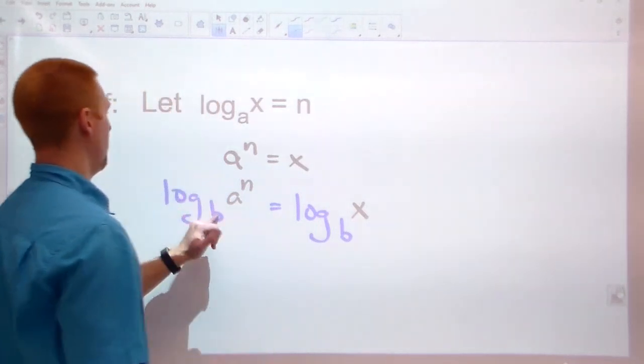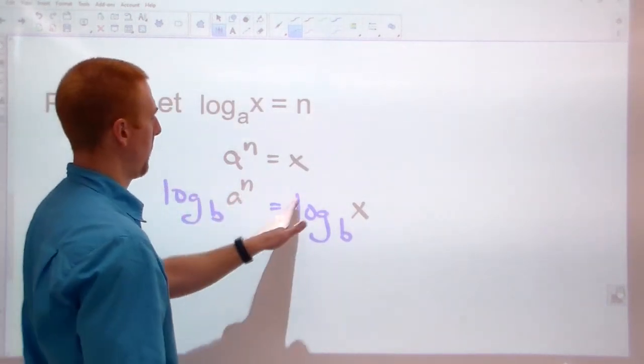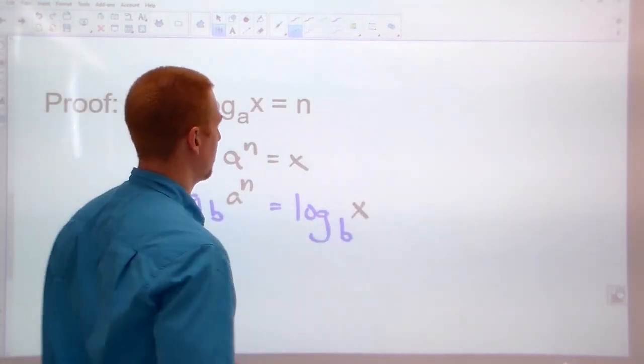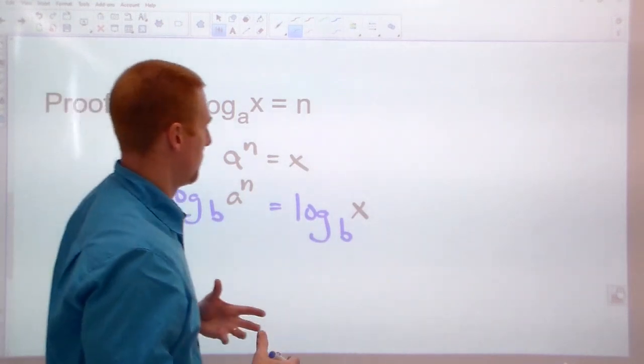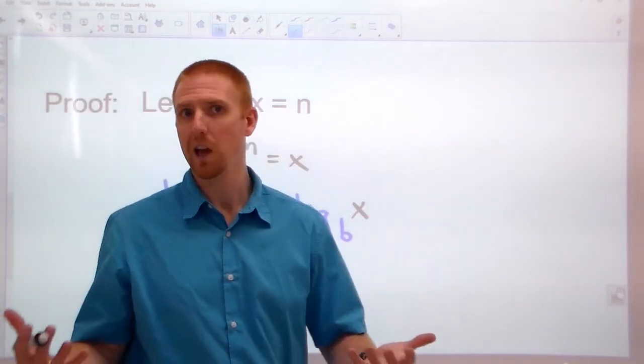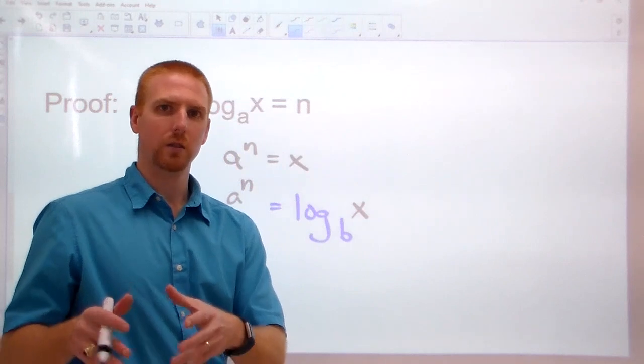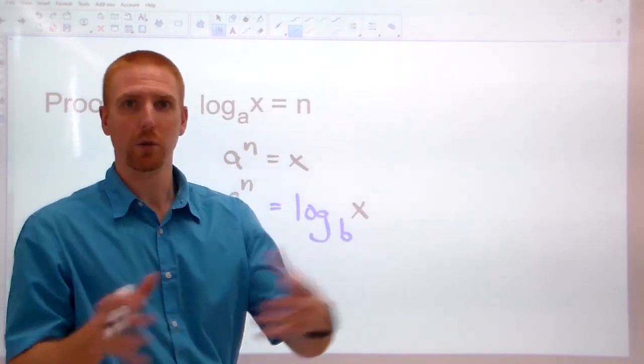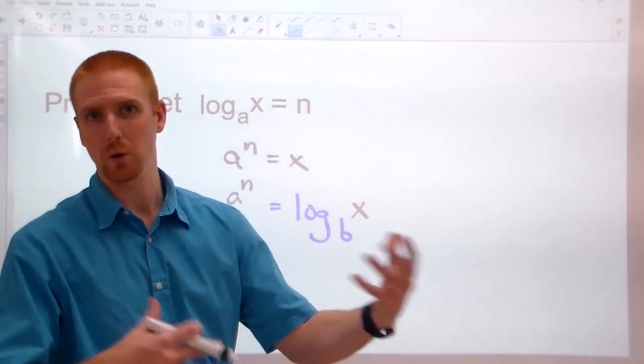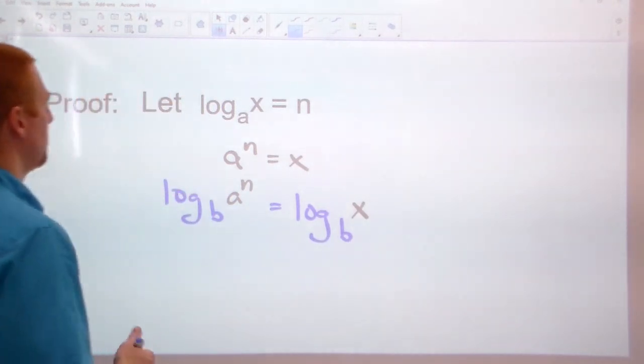So that means I have log base b of a to the n, and on this side log base b of x. So again, at this point, I'm going to take a new log base b of both sides, because I'm allowed to do whatever I want to both sides, so I'm going to try that and see what happens.